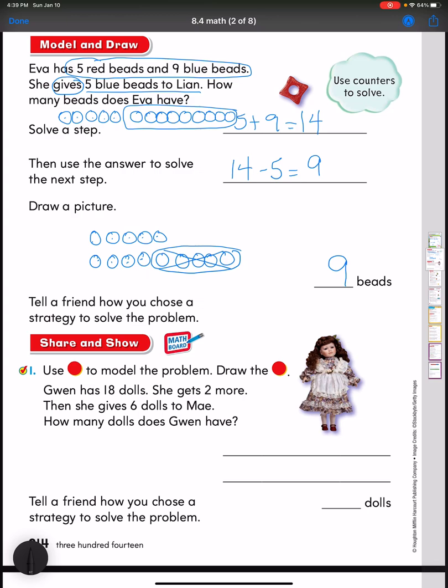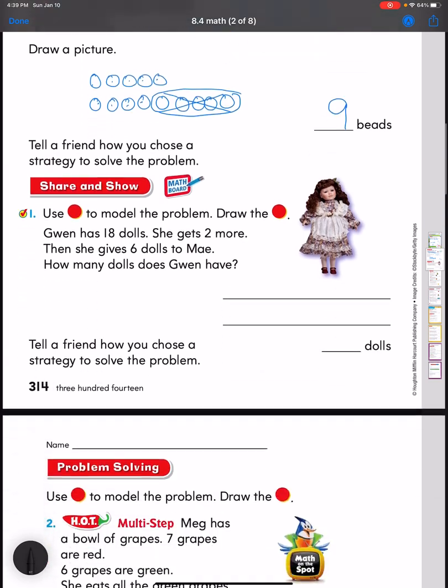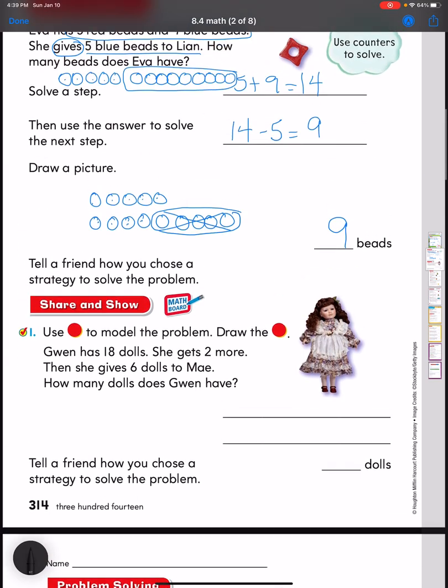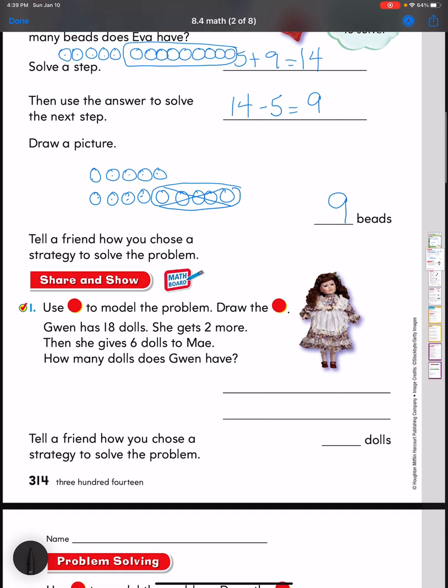All right, let's look at this one. Let's see. So use counters to model the problem. Draw the counters. Gwen has 18 dolls. She gets 2 more. Then she gives 6 dolls to May. How many dolls does Gwen have?